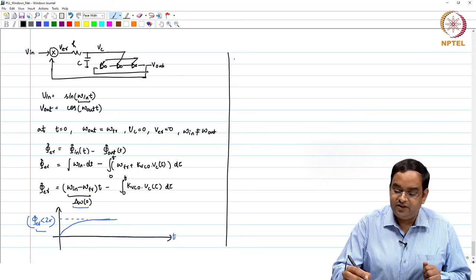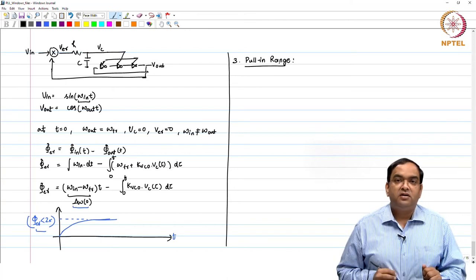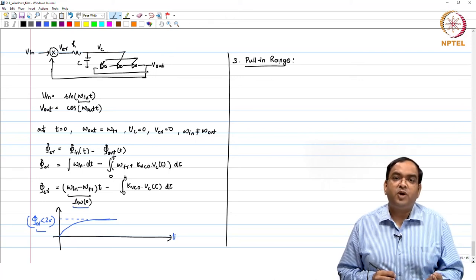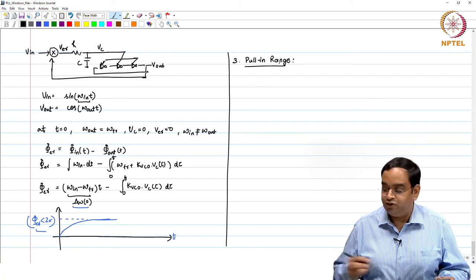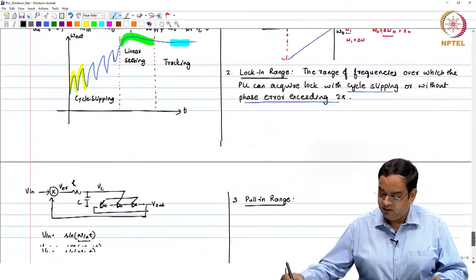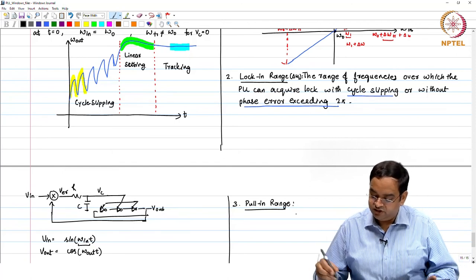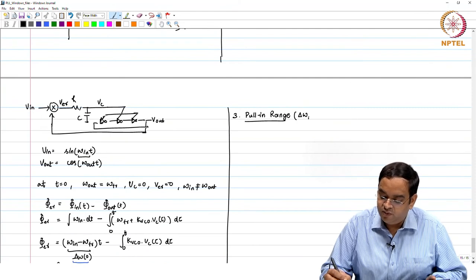Next is the pull-in range. You will be interested in knowing: if the phase error exceeds 2 pi, what is the problem? Or can it acquire lock also? Well, yes, it is possible. By the way, lock-in range is normally written as delta omega L, and pull-in range is normally defined with delta omega P.